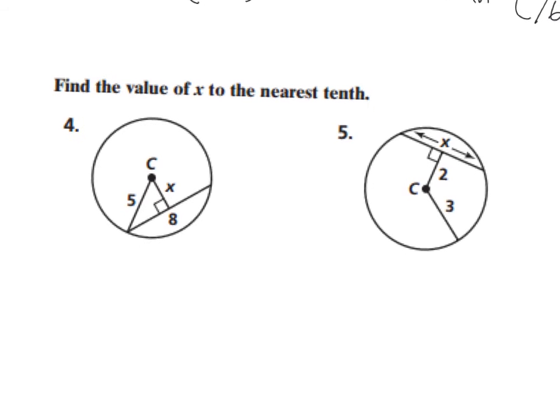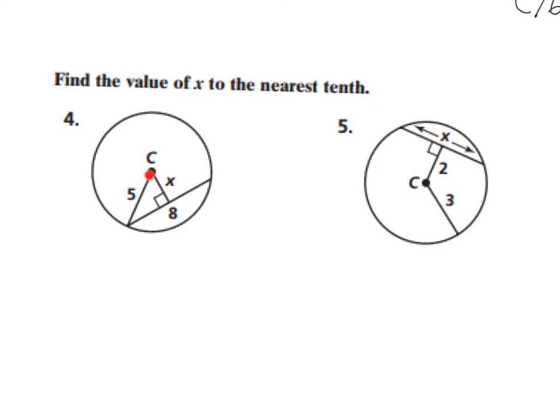And then these would be the Pythagorean theorem. 5 squared plus x squared equals 4. This is 4. And then problem number 5, I would draw over a 3 because the radii are all equal. So it's 2 squared plus x squared equals 3 squared, and make sure to double x.